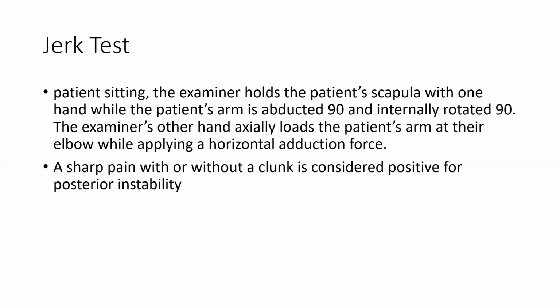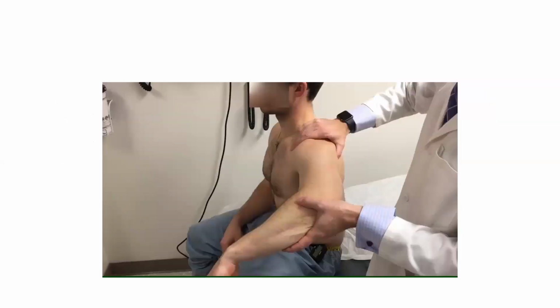Next is the jerk test. With the patient sitting, the examiner holds the patient's scapula with one hand, and the patient's arm is abducted 90 degrees and internally rotated 90 degrees. The examiner's other hand loads the patient's arm at the elbow while applying a horizontal adduction force. You can see the patient is made to sit, the arm abducted 90 degrees with the elbow flexed 90 degrees, and then we give an adduction force to the patient's arm and check for instability.